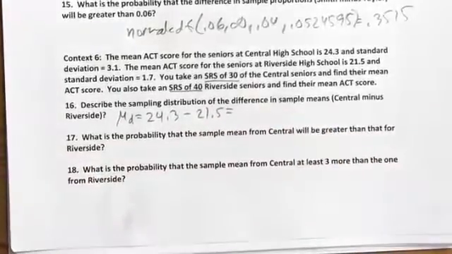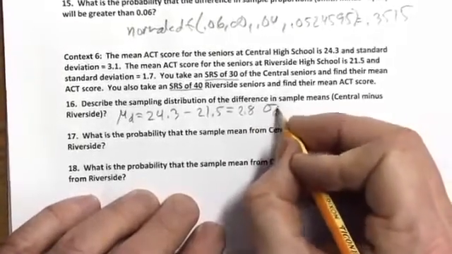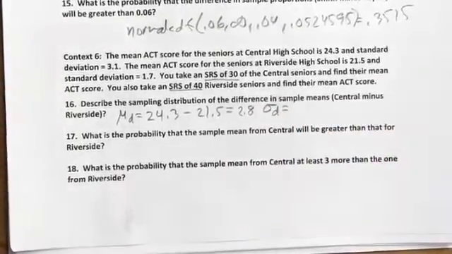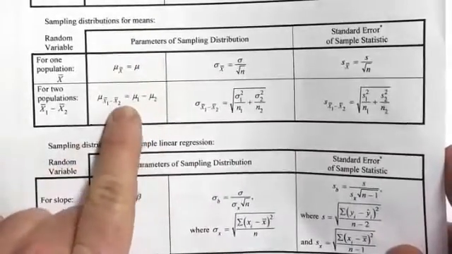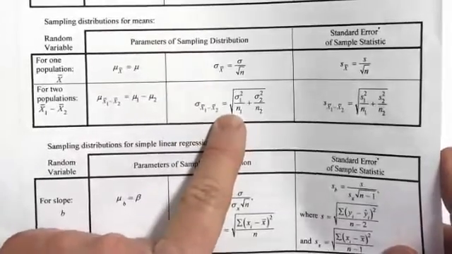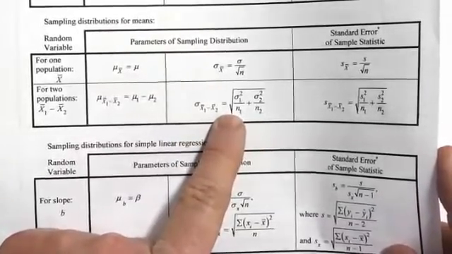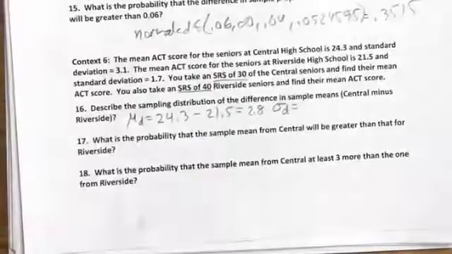And so when you subtract those, that ends up being 2.8, okay? And then the standard deviation of these differences, well, that follows this formula right here. So for the sampling distribution for means, there's our formula. It also deals with, when you're combining random variables, you in essence add the variances and take the square root. So that's what we would do.